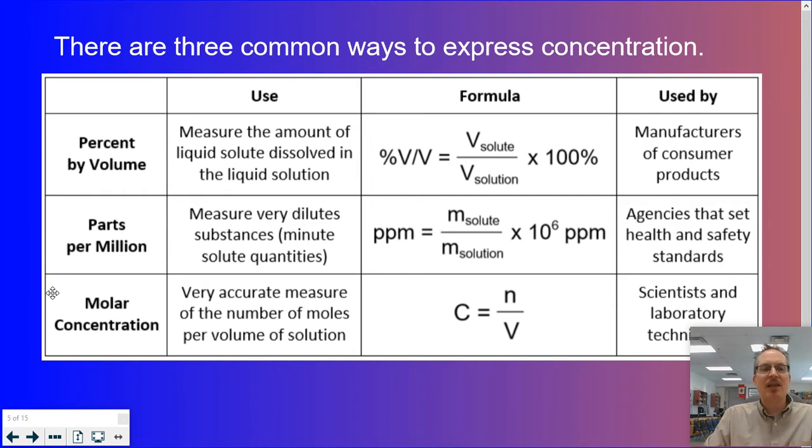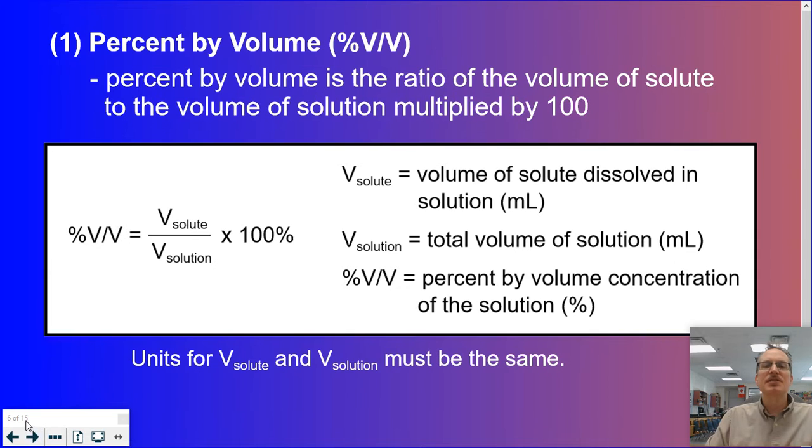And then last but not least, molar concentration is the one we're going to look at mostly as scientists in the laboratory. We spend most of our time in molar concentration, but we're going to work our way there, and we're going to start with the other 2 concentration types first. So to get started, our first type is going to be percent by volume.